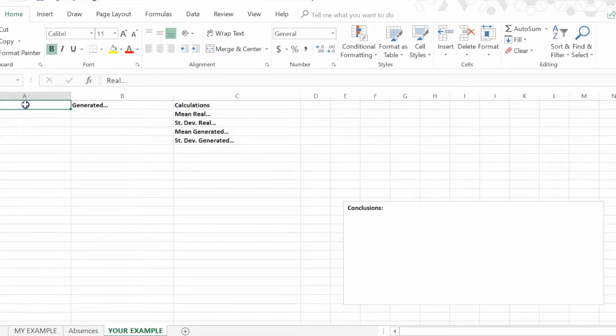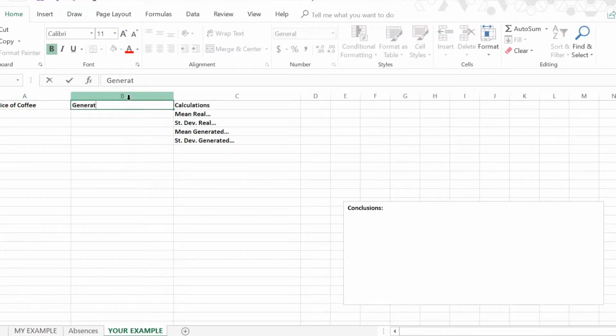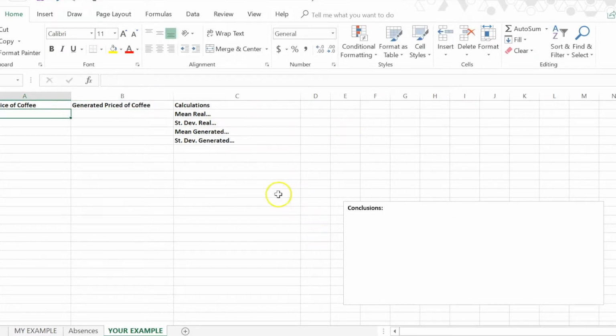Okay, lastly, going to your example, just giving you a brief synopsis of how to complete this. Let's say I was talking about how much people would pay for coffee. So I would put real price of coffee, and then I would change this to generated price of coffee. You want to make sure you include the title so I know what your data is about. I'm not asking for a huge write-up, just change the titles for me. And then you'll change these as well, so label them according to whether it's the real or generated, your prompt there.